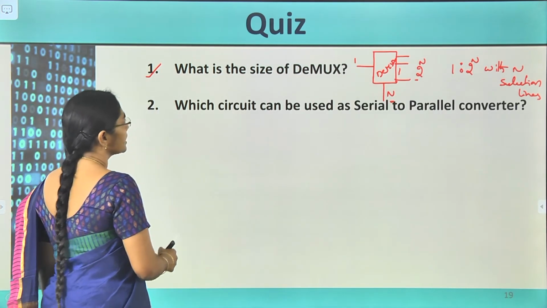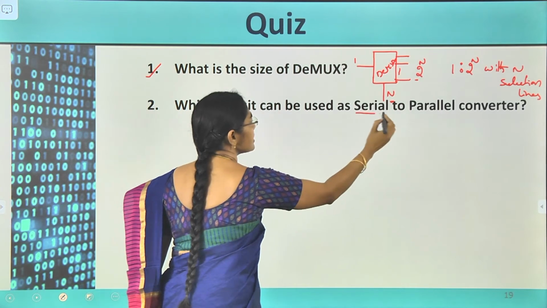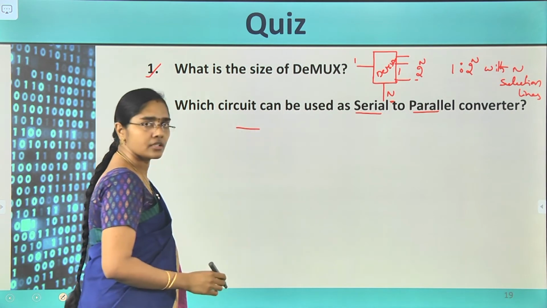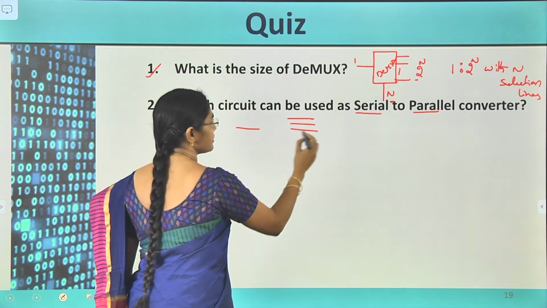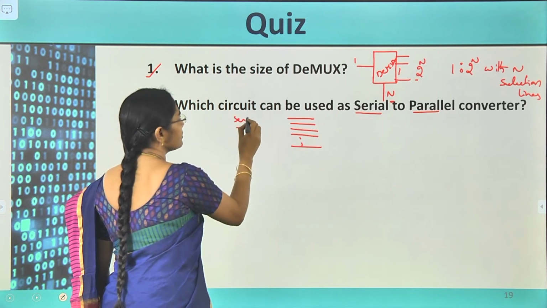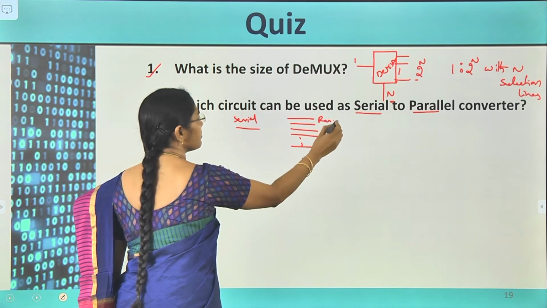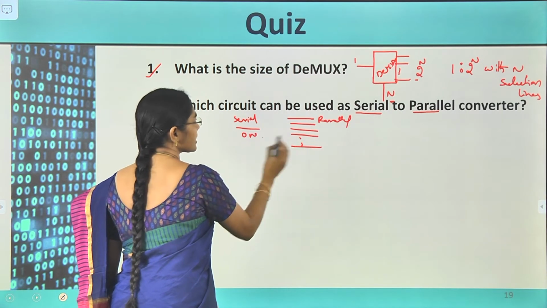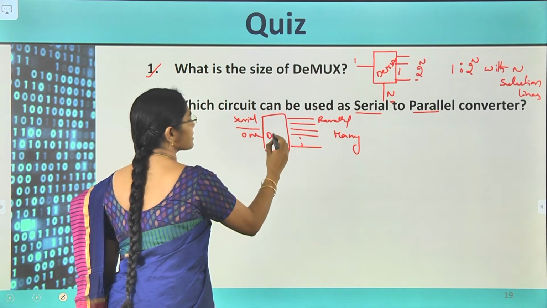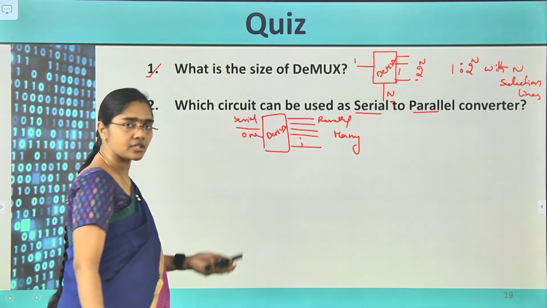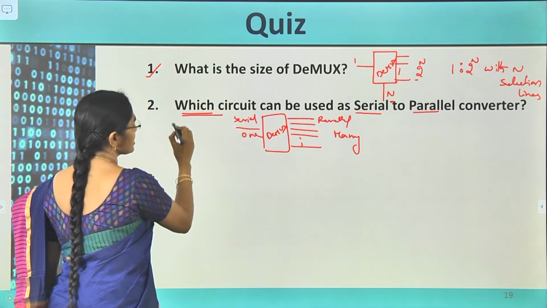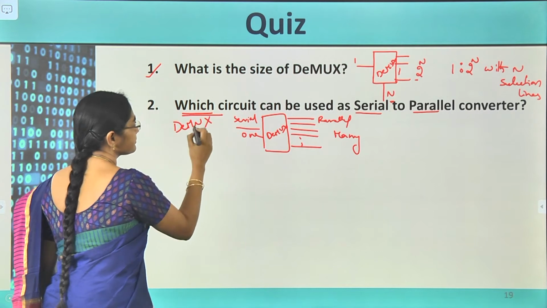Let's see the second one. Which circuit can be used as a serial to parallel converter? Serial means what? One line. Parallel means what? Many lines. So serial is 1, parallel is many. A 1-to-many circuit is our demultiplexer. So a serial to parallel circuit is always a demultiplexer.